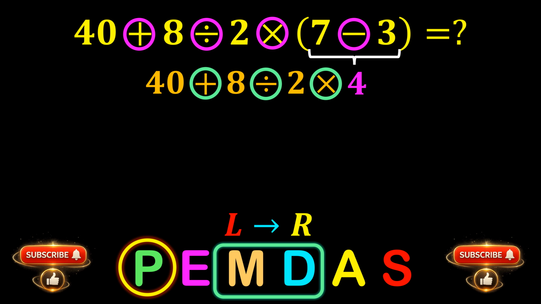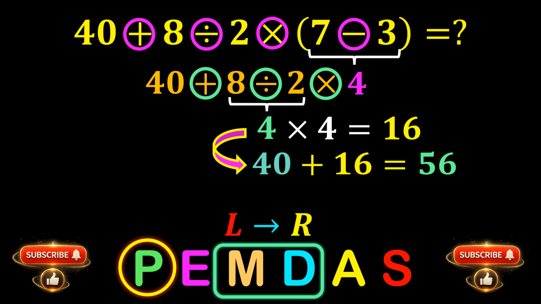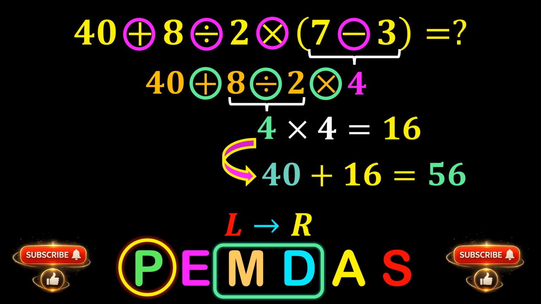In this expression, after the parentheses, it's time for multiplication and division, which must be solved from left to right. So 8 divided by 2 equals 4, then 4 times 4 equals 16, and finally it's time for addition. 40 plus 16 equals 56.